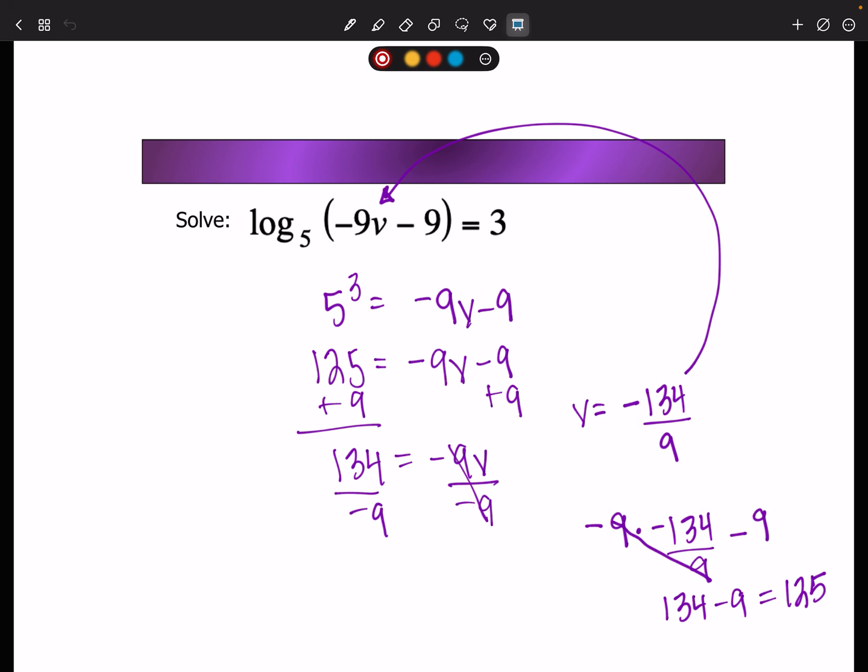Therefore, because this 125 is a positive argument, we are going to be in good shape with our answer. It doesn't cause an extraneous solution. So negative 134 over 9 is our answer.